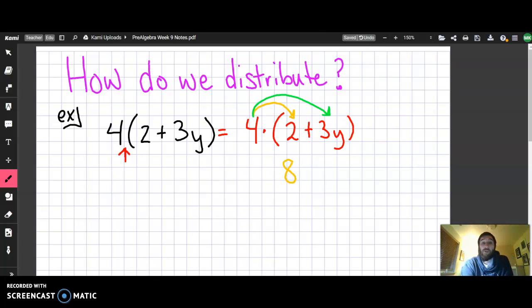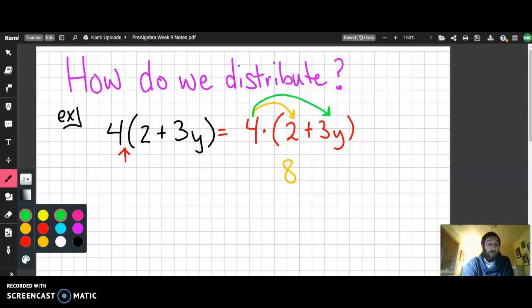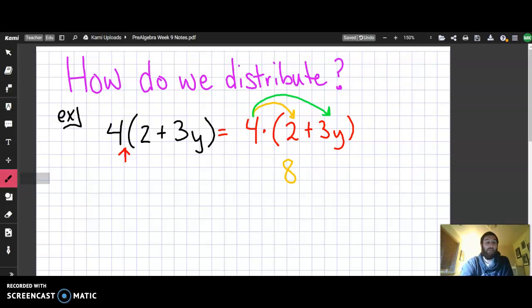Now, in the green, we have the 4 times the 3y. That's the same thing as saying we have 3y plus 3y plus 3y plus 3y. And so, how many y's do we have all added together? 12. We have 4 sets of 3y. 3 plus 3 is 6, plus 3 is 9, plus 3 is 12. And so then we're adding on, because the 4 is positive and the 3 is positive, 12y. And that's where we end.